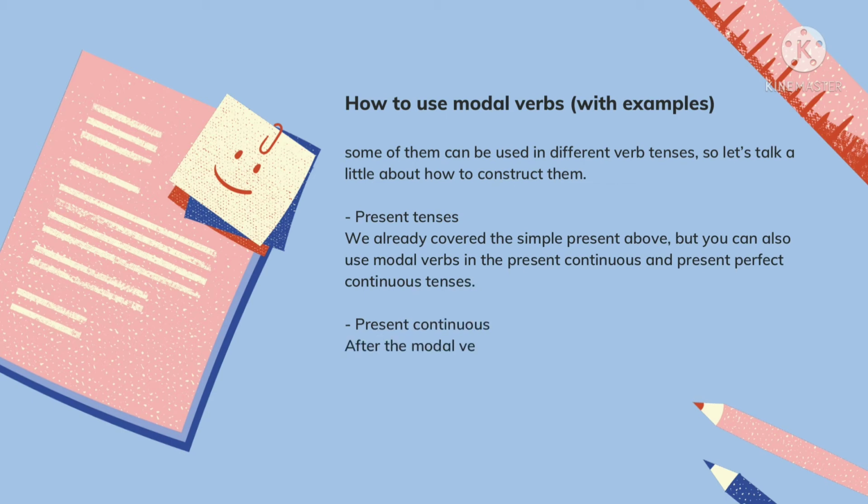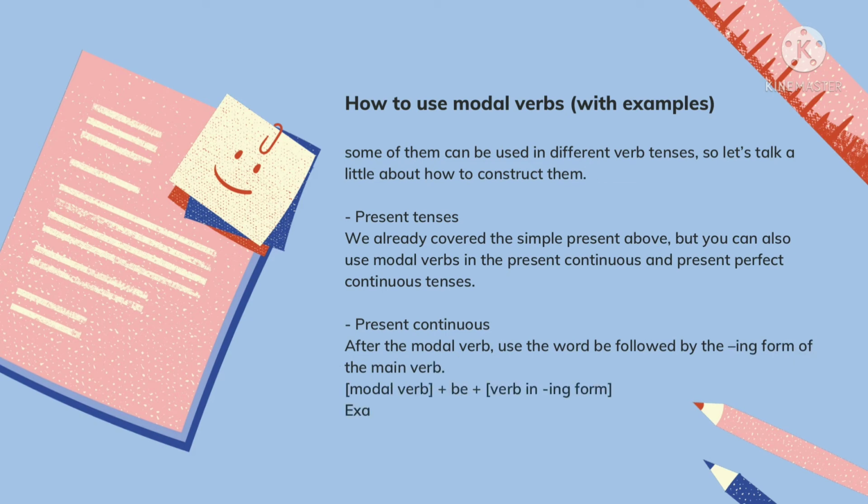Present continuous. After the modal verb, use the word be followed by the ing form of the main verb. Modal verb plus be plus verb in ing form. Example: I should be going.